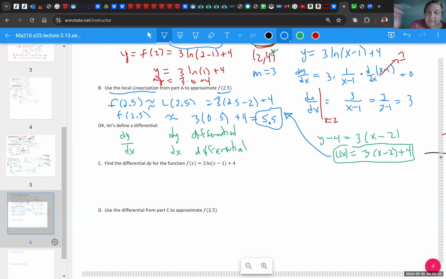All right, so to find a differential, you're going to find the dy dx, which is the derivative, which we already did, but we can do it again. I mean, it's up here. I guess I'll just write it down instead of going through all the steps again. The derivative is up here.